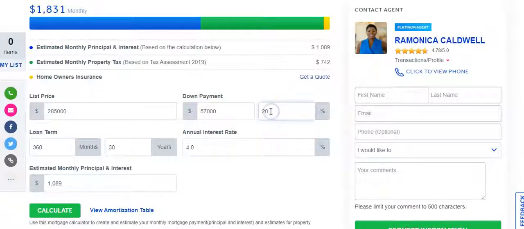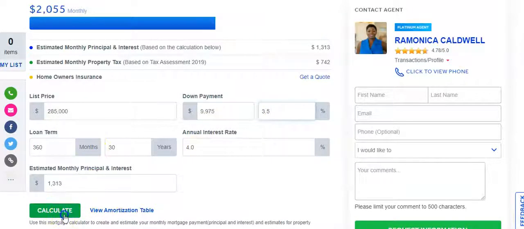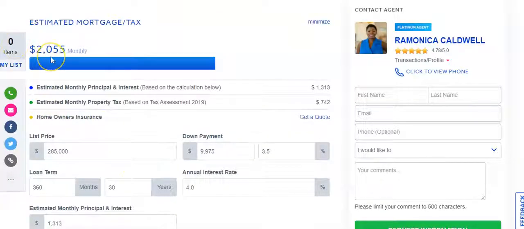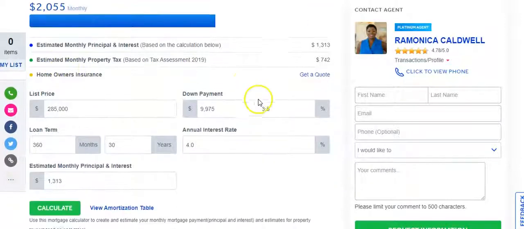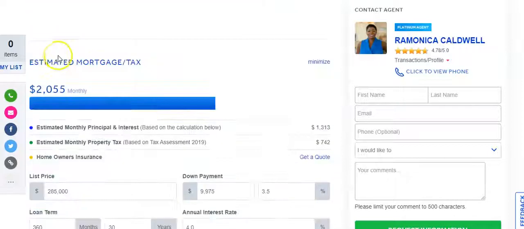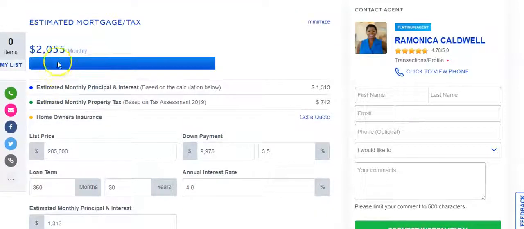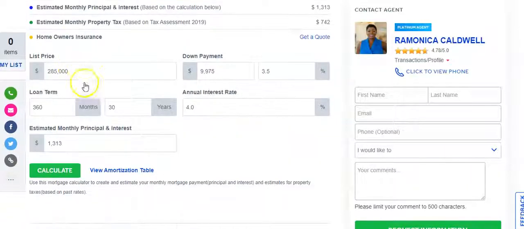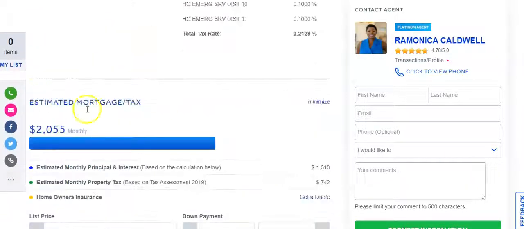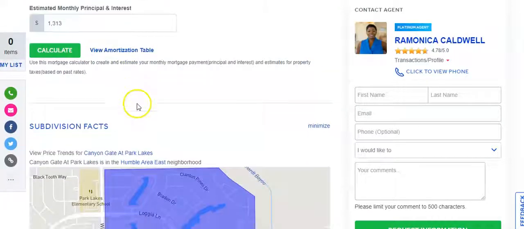If you're not putting 20% down, you want to play with these numbers. 3.5%, just hit calculate. Then that makes your payment $2,055. So you can see immediately the difference between putting more money down versus putting less money down. If you put less money down, then your monthly payment is going to be more expensive. If you put more money down, your monthly payment is going to be less expensive. But this is how you calculate your mortgage quickly.